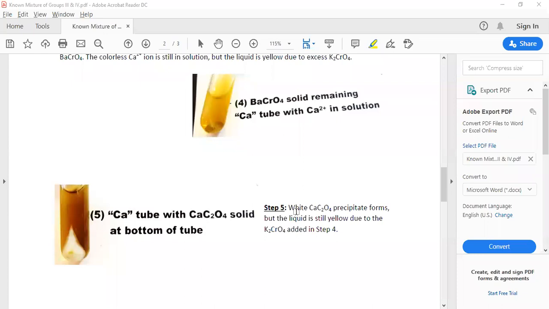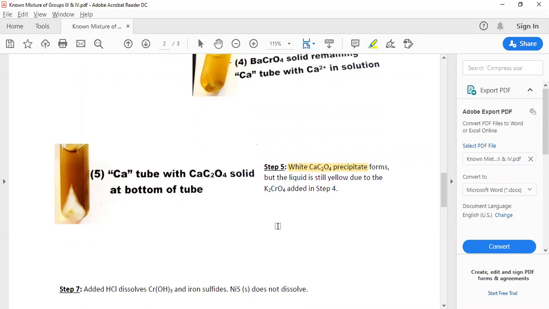All right. So we can look at that again. Let's look at this handout. And again, you didn't add calcium oxalate. You formed a white calcium oxalate. Notice that the supernatant here remains a little yellowish or colored. That's because there's an excess of residual potassium chromate. Okay. So that's essentially the way this works.